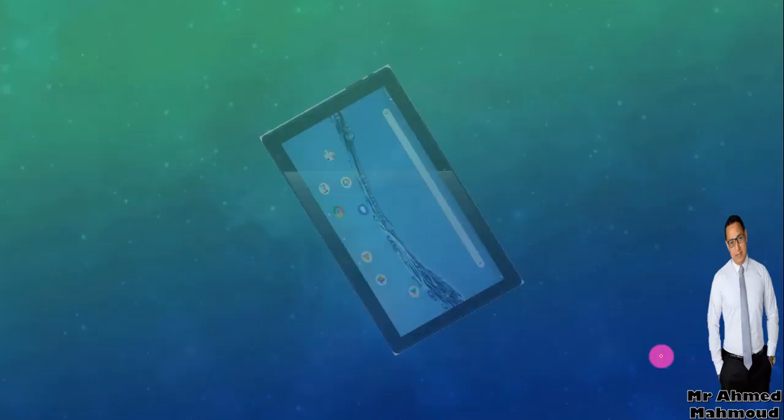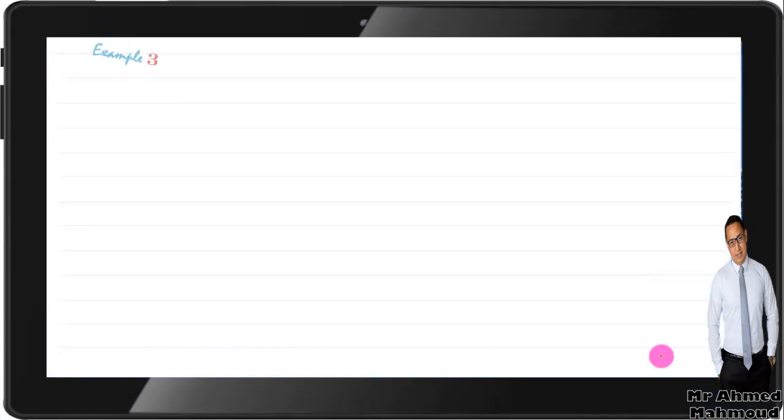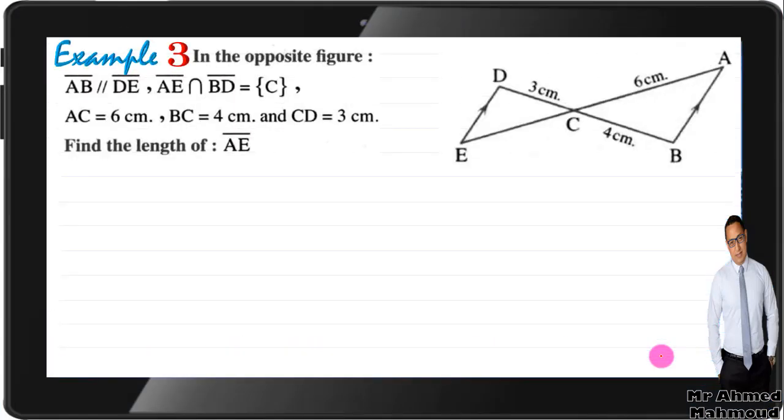Now let's study example 3. In this example, in the opposite figure, AB is parallel to DE, AC equals 6, BC equals 4, CD equals 3. Find the length of AE. Okay, now I'm going to call this one X.